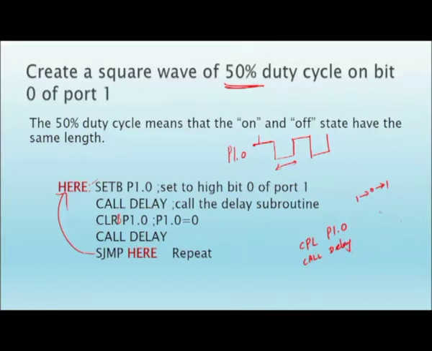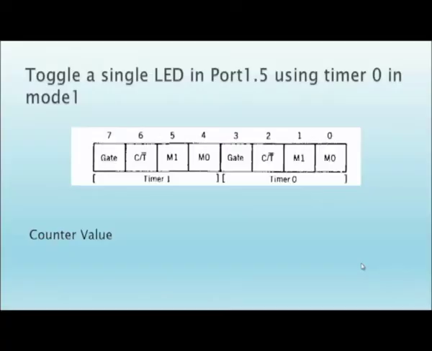Okay. So, initially CPL means up and down, on and off repeatedly. Now, you are giving the delay. So, after on it goes to delay, then off, then delay, then on, then delay. Based on the delay only you are getting the wave. Then if you want to repeat the same process, you can write a short jump back to the start. Either you can use the first program or this simple line for the same waveform generation. Next example is to toggle a single LED in port 1.5 using timer 0 in mode 1.